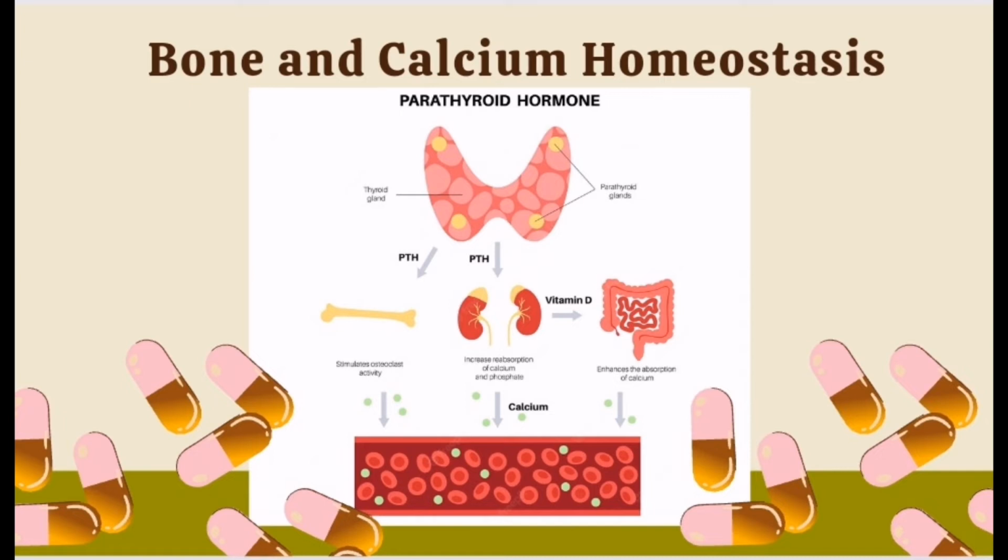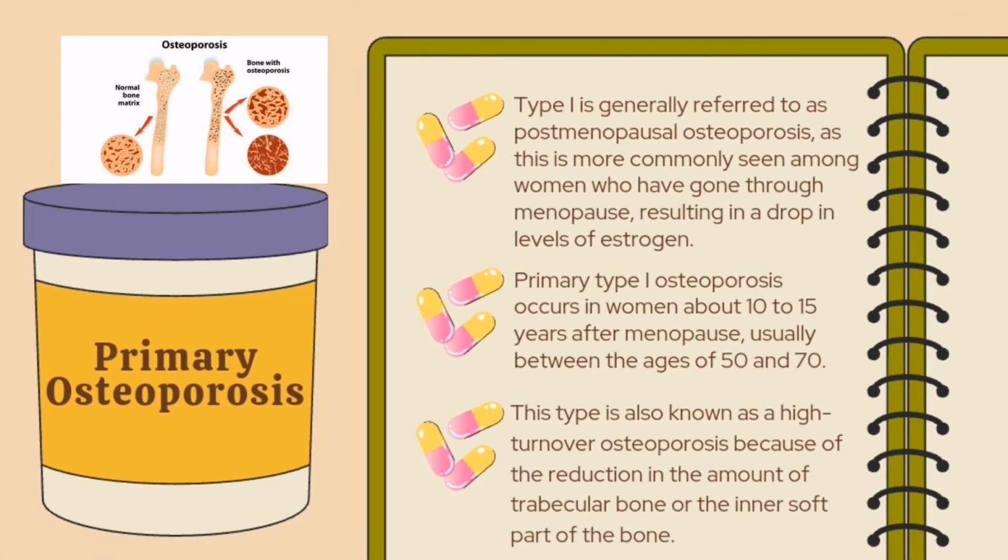Thus, vitamin D stimulates intestinal absorption of calcium, thereby secreting calcitonin and inhibiting bone resorption. Types of osteoporosis.